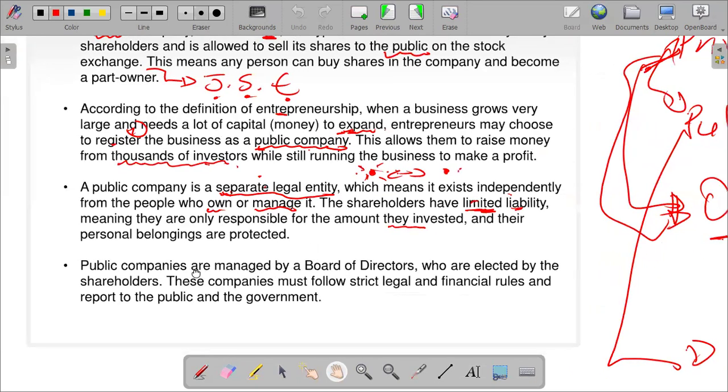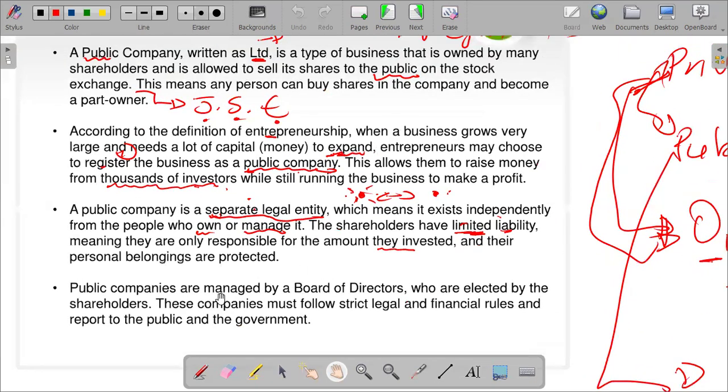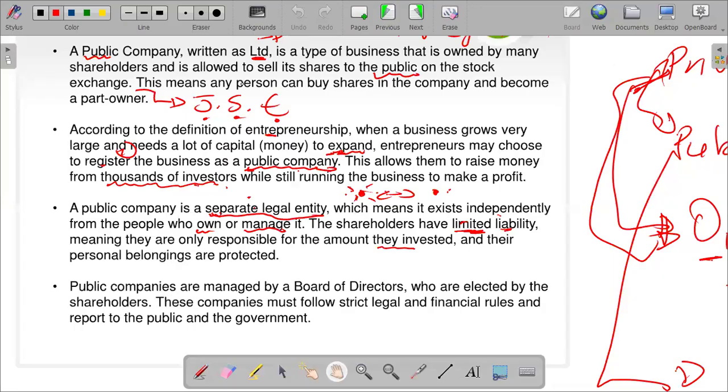So public companies are managed by a board of directors who are elected by the shareholders. Just like in the private company, shareholders are the ones that elect the directors and the board of directors. So don't confuse the two.